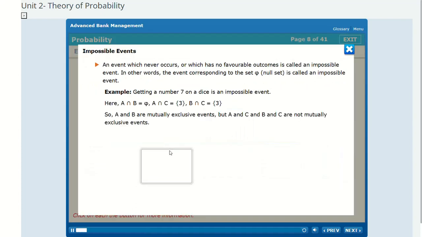Impossible events. An event which never occurs, or which has no favorable outcomes, is called an impossible event. In other words, the event corresponding to the set phi is called an impossible event. Example: getting a number 7 on a dice is an impossible event. Here, A intersect B = phi, A intersect C = {3}, B intersect C = {3}, so A and B are mutually exclusive events. But A and C, and B and C, are not mutually exclusive events.